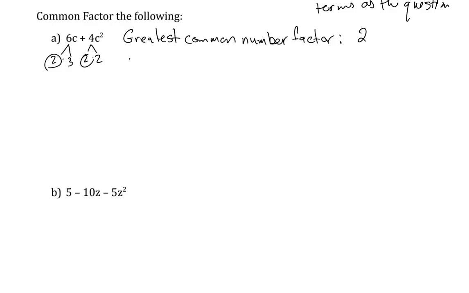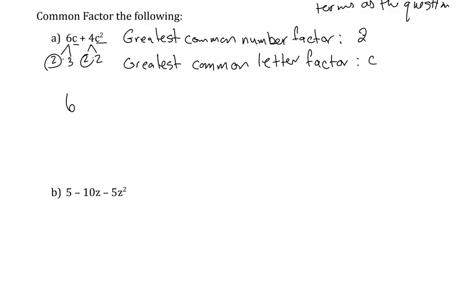Okay, so then the greatest common letter factor. So I have a 6c and a 4c squared. So what's common to both of them is c. Not c squared, because this one doesn't have a c squared. But what's common to both of them is that c. So what we're going to factor out is 2 times c.